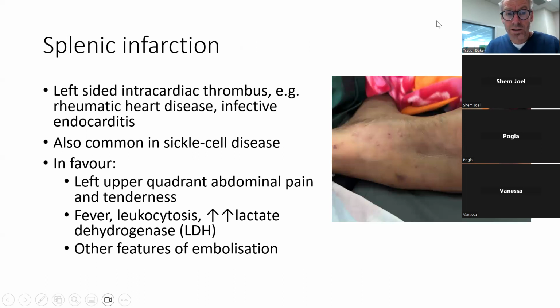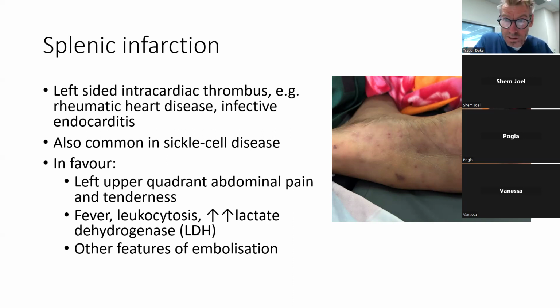Splenic infarction can occur, I said, because of a torsion of the spleen. If a child's got a wandering spleen, it can occur because of an embolization from a left-sided intracardiac thrombus. So in a child with rheumatic heart disease who might be in atrial fibrillation, who's got a clot in the atrium or a clot in the ventricle, or a child who's got endocarditis with a vegetation on the valve, they can get splenic infarction.